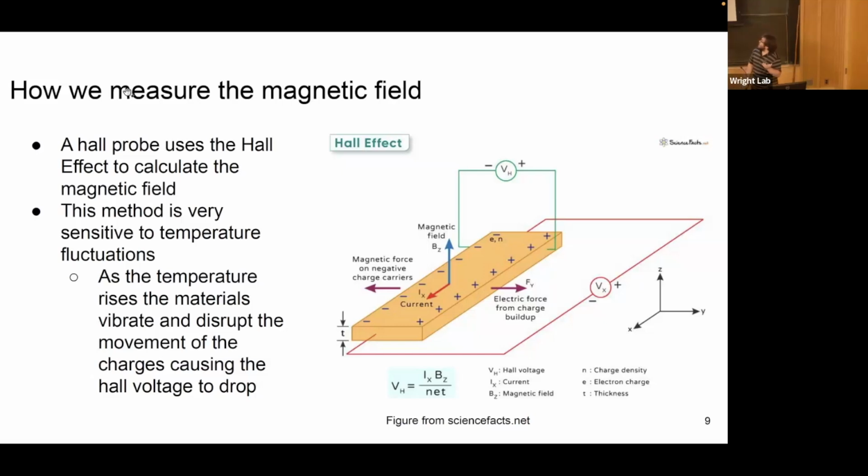The issue is that as the temperature rises, whatever sort of object you're using will start to vibrate, which can influence the motion of the charge carriers and change the charge density, which means that as the temperature increases, the Hall voltage will drop, even if the magnetic field is the same. There are other effects at play here, but for the temperature range we're operating at, this is the dominant effect. So we have to have good temperature data to correct for this effect.